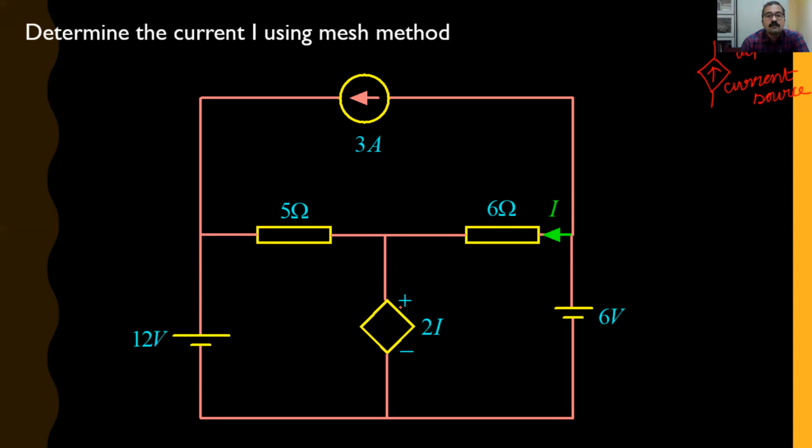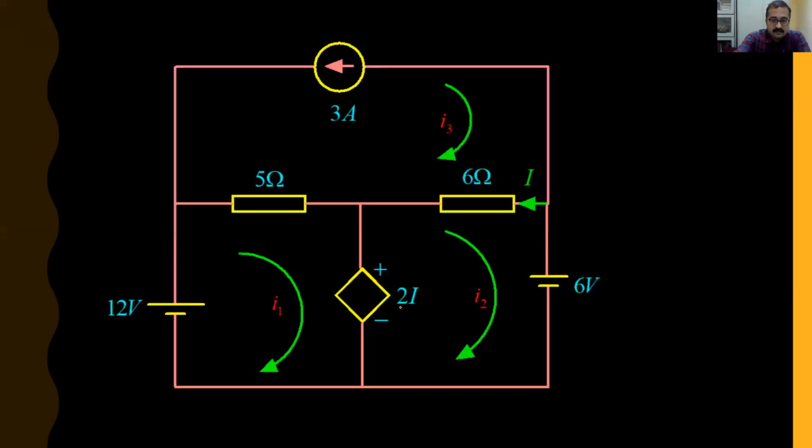Now what next? Loop mesh method. So we can have 3 loop currents, like this. So what will be my I3? Directly I can write my I3 will be equal to minus 3 ampere, because this current source is common only to one loop, right? If you assume this current as I3, loop current I3, then it should be obviously minus 3. Why minus 3? Because it's opposite to the current source direction. So straight away you will get I3 as equal to minus 3.